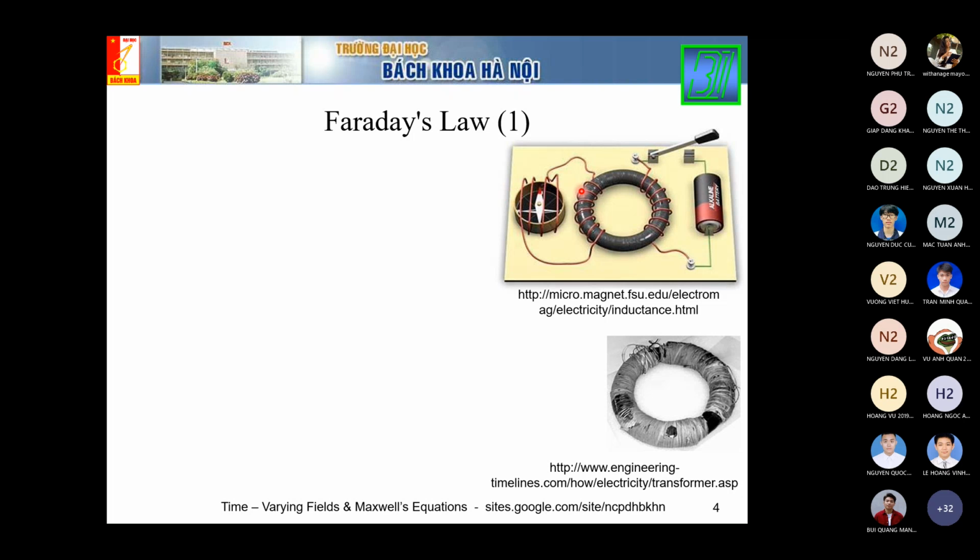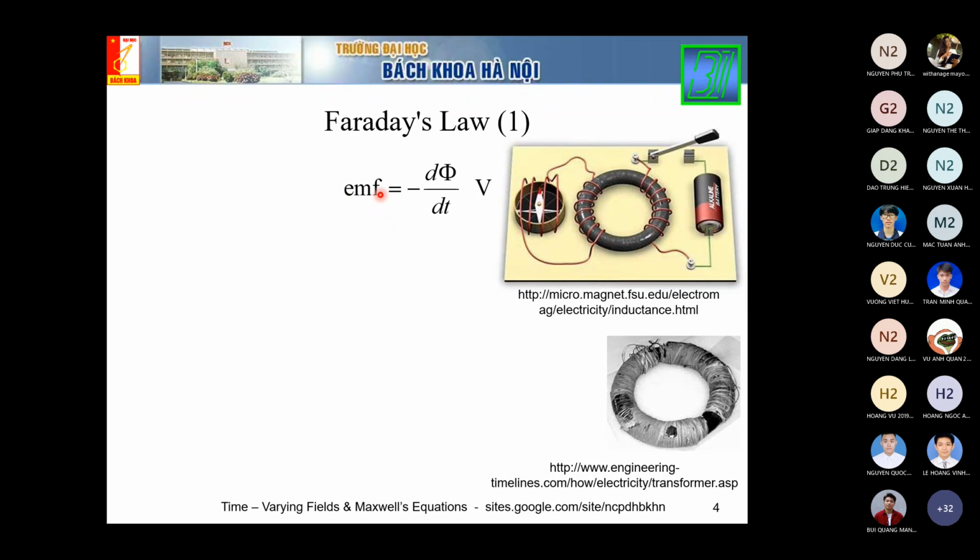This is a reconstructed figure of the experimental system that Faraday worked on. And this one is a photo of the ring coil used in that experiment. So, after 10 years of studying and researching, Faraday found that if there is a time-varying magnetic flux flowing through a frame, then that system will produce an electromotive force, EMF.